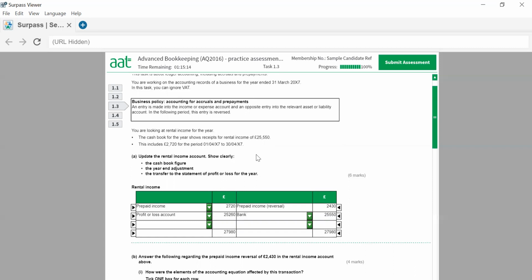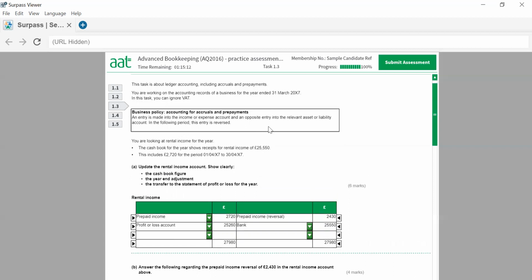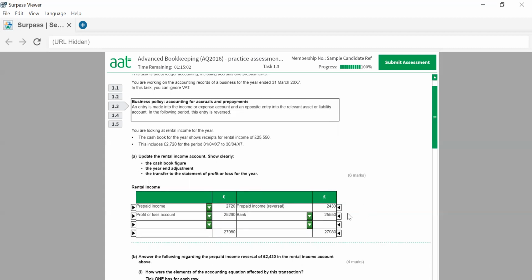So it's basically that period after, isn't it? Our year end is 31st of March X7, so the next date for that is the 1st of the 4th X7. So it's been prepaid, isn't it? So within that income of 25,550, we need to take off 2,720, similar principle as we had before.